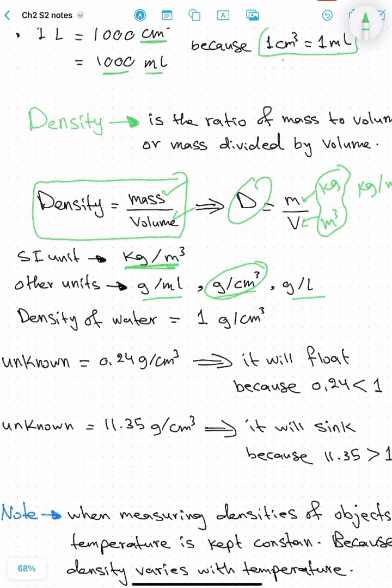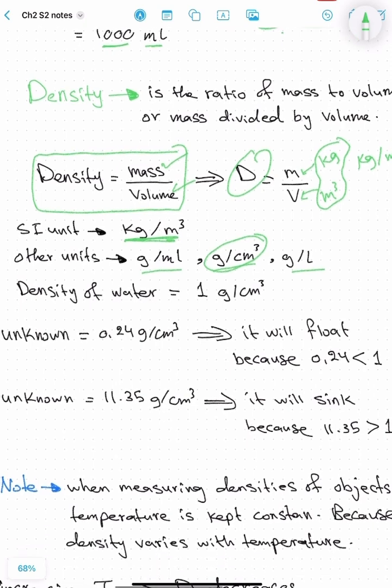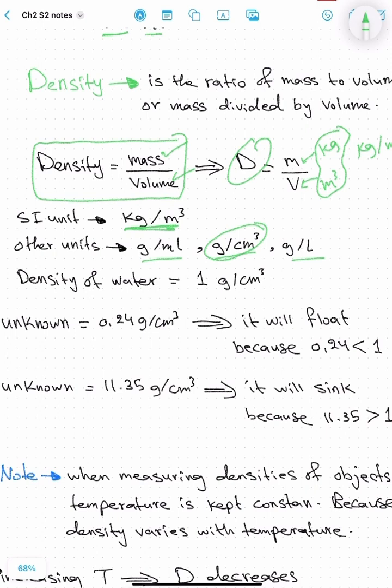The density of each substance is different. No two different substances have the same density, which is why you can use it to distinguish between substances. For water, you memorize it, it's just 1. We can use this to determine whether an object floats or sinks. If the density of the object is more than 1, meaning it's heavy, it will sink. If it is less than 1, it will float because it is too light.